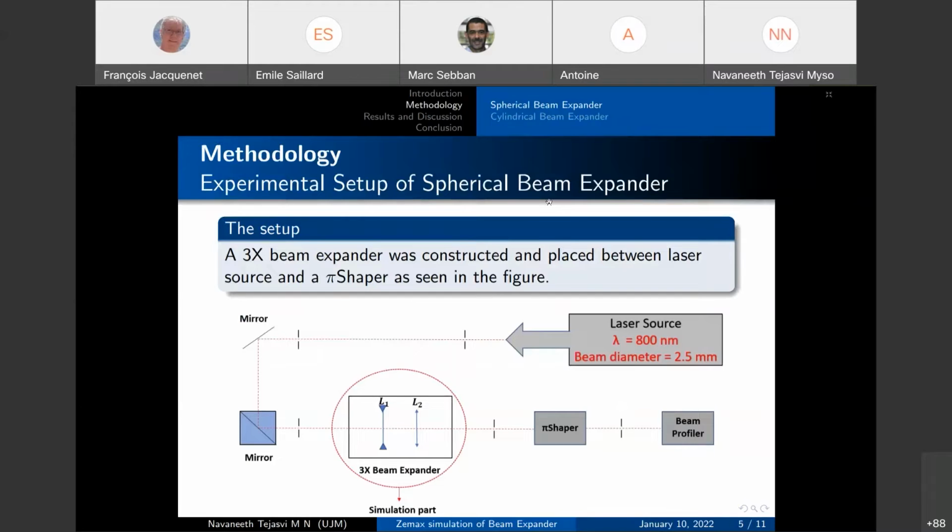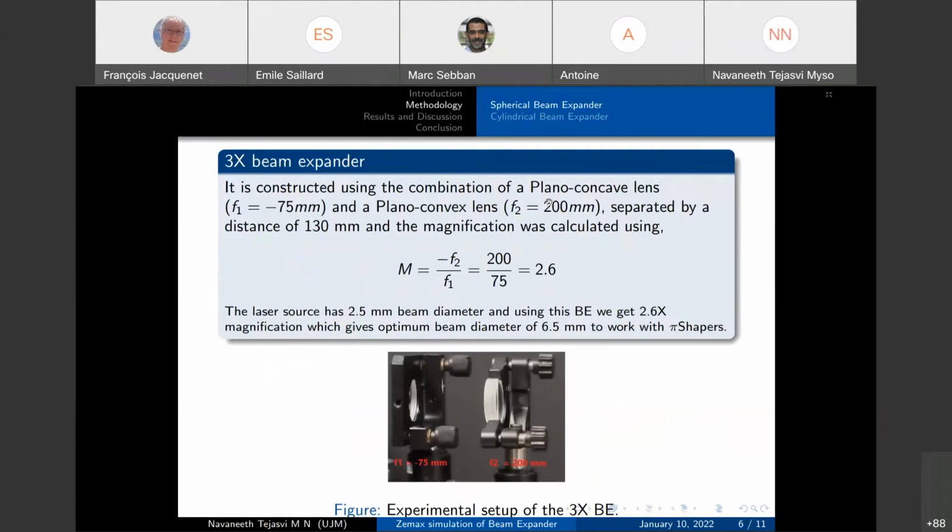Our experimental setup is as shown, and we are using the beam expander in between a PyShaper and a mirror, which is directly fed to the beam profiler, from where we are getting the images. This experimental beam expander consisted of minus 75 mm and 200 mm lenses, a plano concave and a plano convex respectively, with a magnification factor of 2.6.